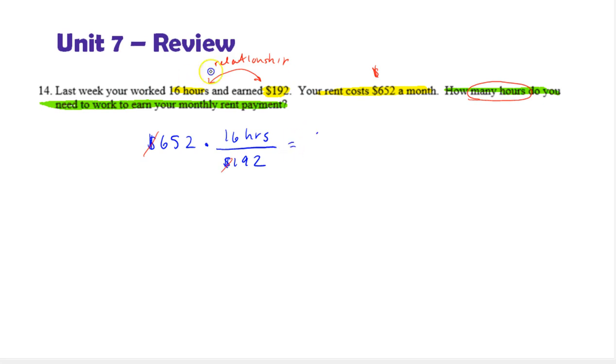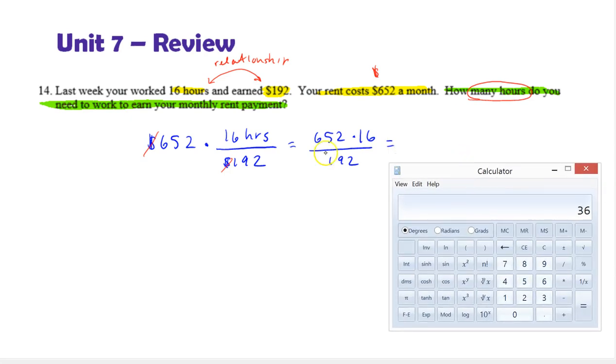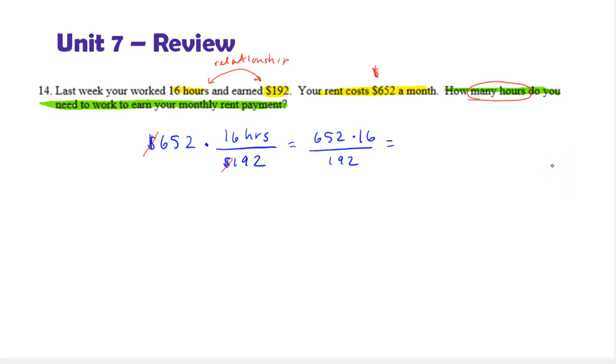In our numerator we have 652 times 16 divided by 192. And on the calculator, again like we did last time, you don't need parentheses or anything. If you do 652 times 16 divide 192, the calculator will do the order of operations correctly. And we get 54, and we'll round this to the nearest hundredth, 0.33 hours. It's officially 54 1/3, but I'm fine with 54.33, and we know it's hours from here.